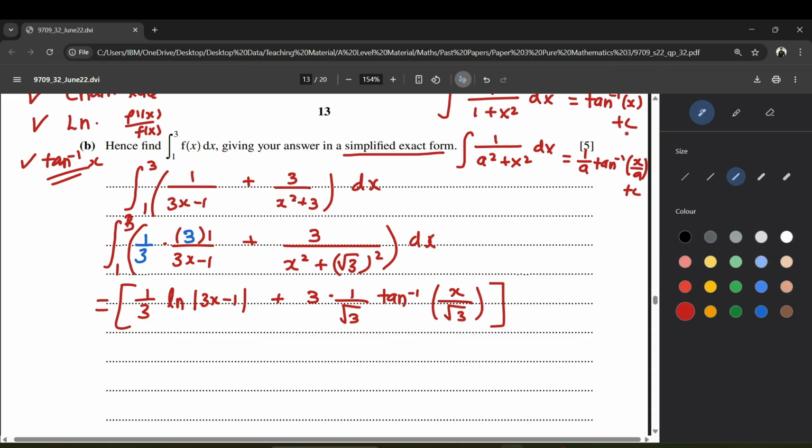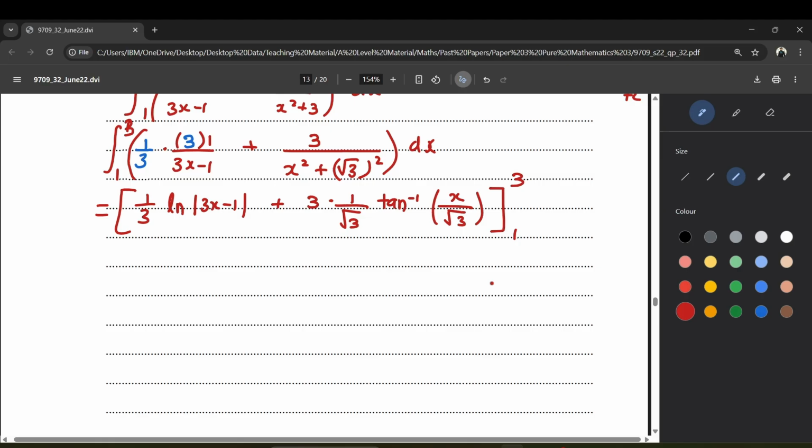I keep thinking that this is 13 for some reason. Okay, so 3 and 1. So these are the limits that we have plugged in. Okay, all right, now let's see. We can't really factorize much from here, so we can start plugging in the values.